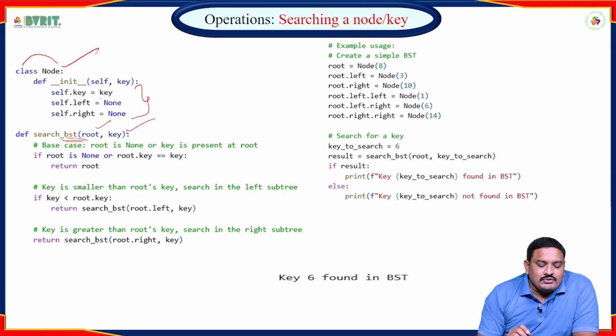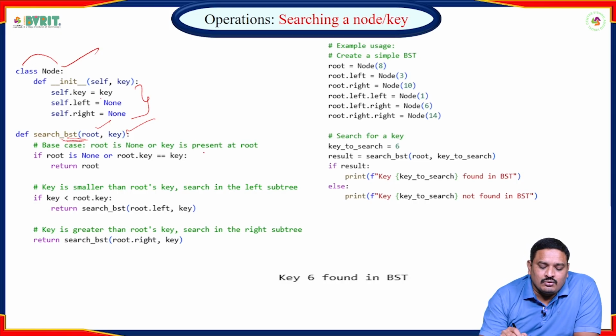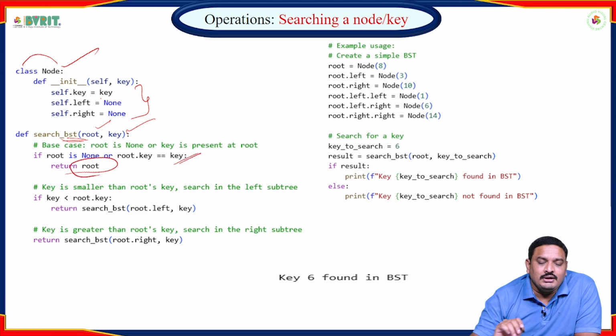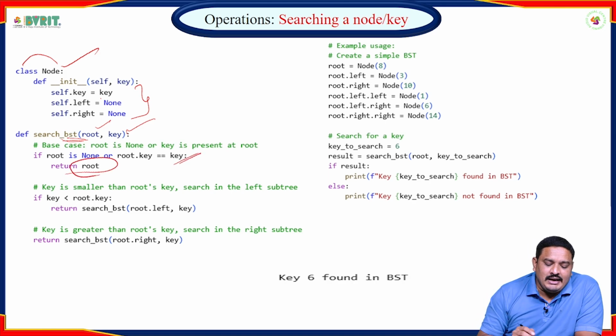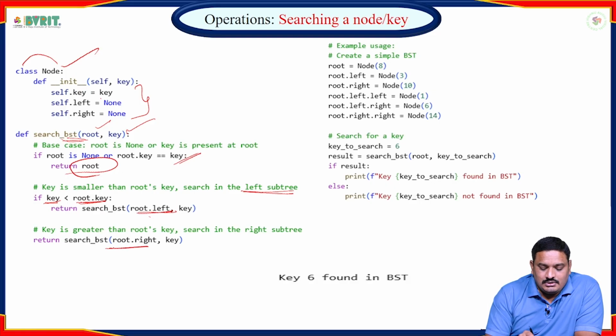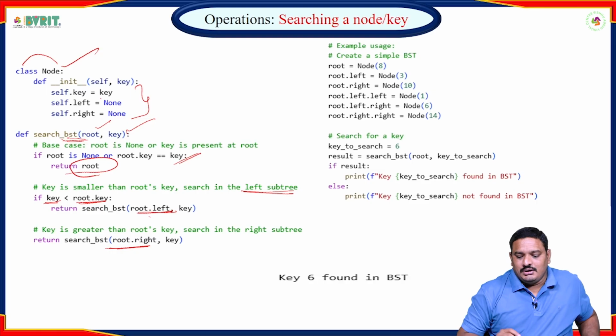Suppose if root is None or root.key equals key, that means it returns the root node. If the key value is smaller than the root key, you can search the left subtree, that is root.left. If the key value is greater than the root key, you can search the right subtree, root.right.